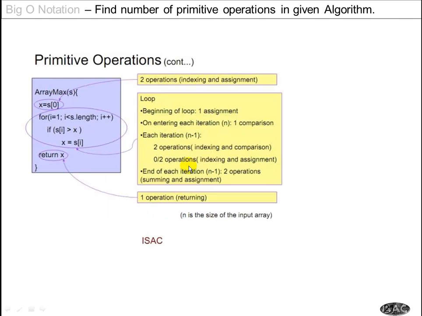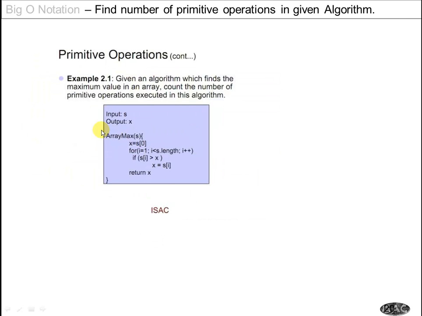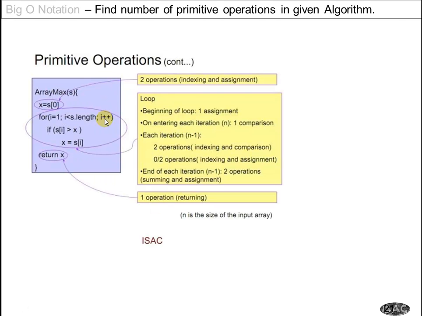Now let us find all the primitive operations in that algorithm. So let us start counting. How do you count the primitive operations? Let me show you how I am counting. First, this starts with arrayMax(S). So the operation starts after this curly bracket. Here is x equals S[0].